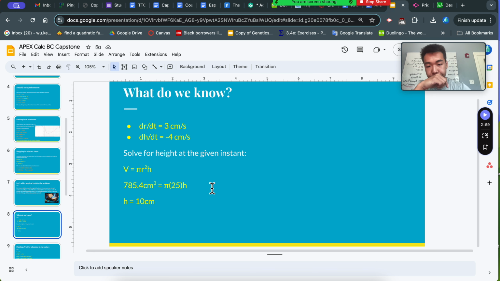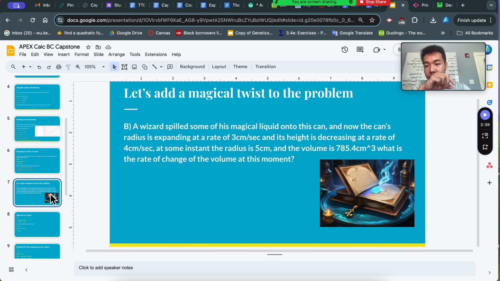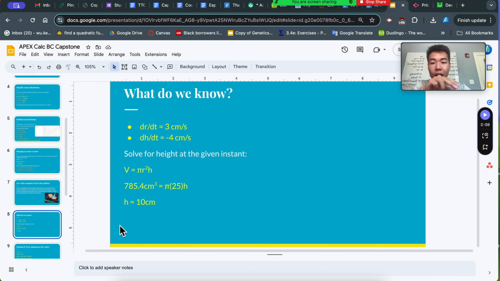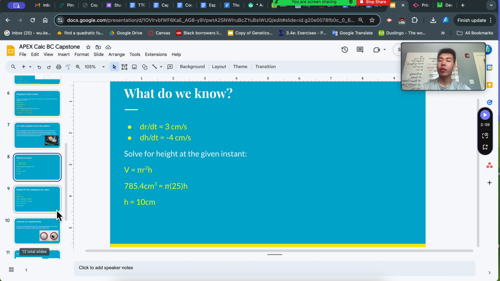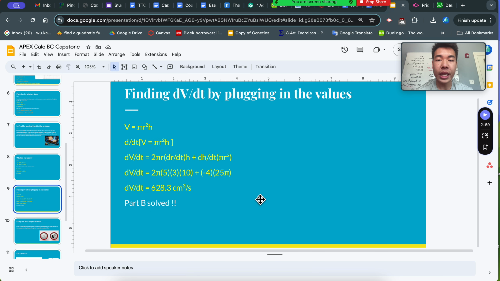Because it's decreasing. And now, in that specific moment, we have the radius, we have the volume, we can solve for height. So using the volume equation, we found out that the height is about 10. Okay, so we can find dV/dt by plugging in the values. So previously we said V equals pi r squared times h. Now differentiate that, plug in everything we know.